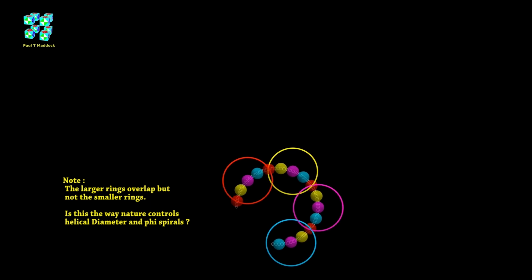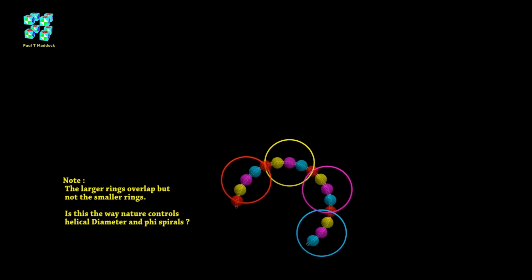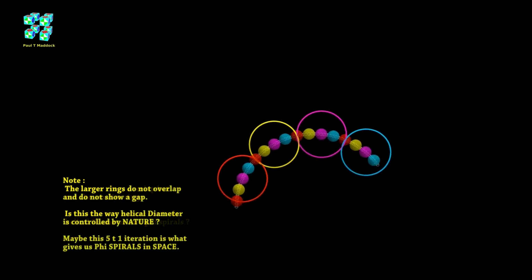Now I'm going to reverse the animation until the rings are just touching. Now the rings do not show a gap either. So this might be the way that nature controls helical order. And this 5-to-1 iteration is what gives us 5 spirals in space.